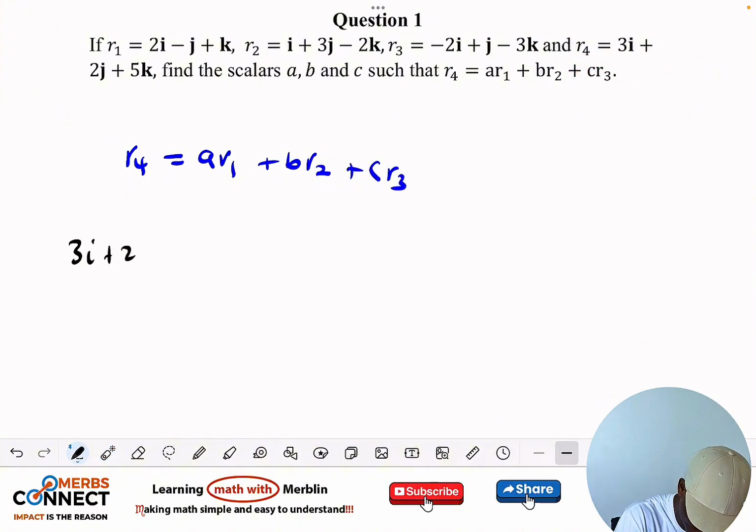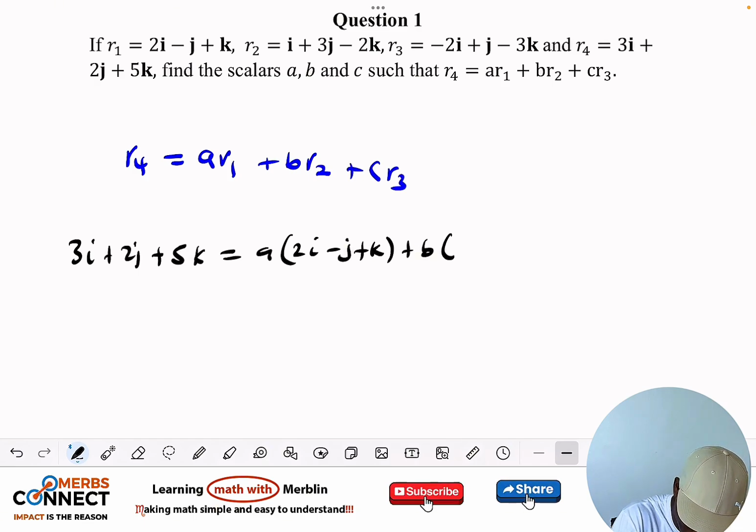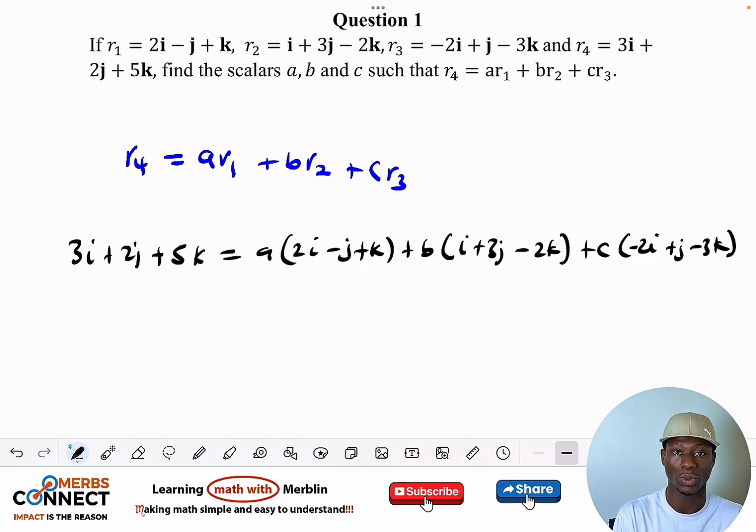3i plus 2j plus 5k is equal to A times (2i minus j plus k) plus B times R2, which is i plus 3j minus 2k, plus C times R3, which is minus 2i plus j minus 3k. So this is what we have. So what we just need to do is expand them, then group like terms on the right, and then compare direction to direction.